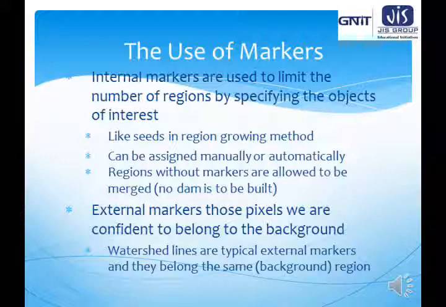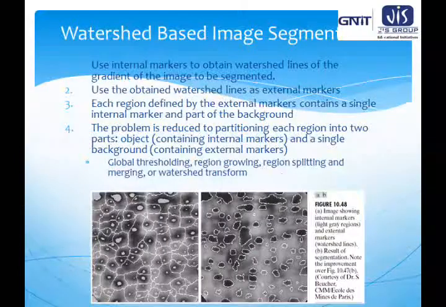External markers are those pixels we are confident belong to the background. Watershed lines are typical external markers and they belong to the same background or region. So this is the use of markers here.